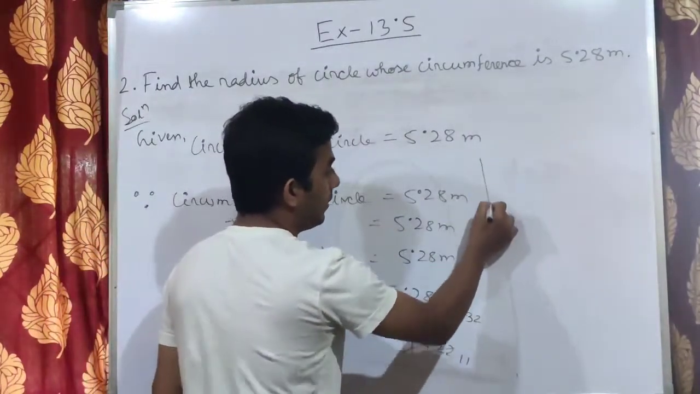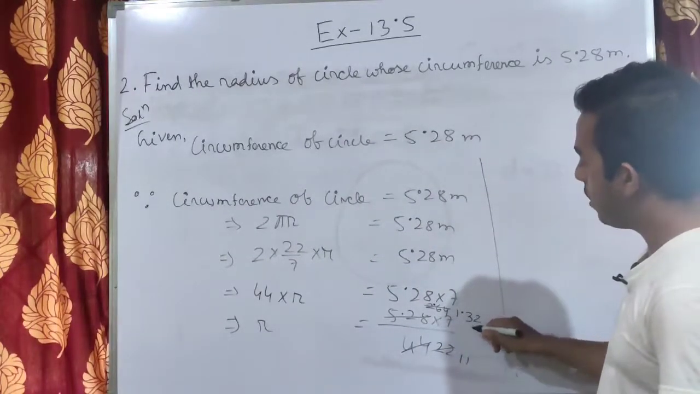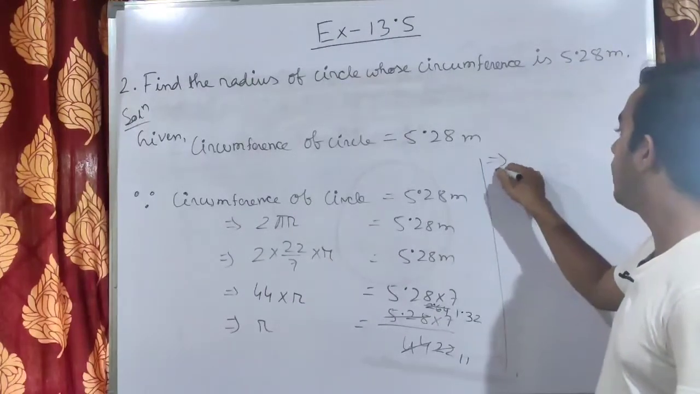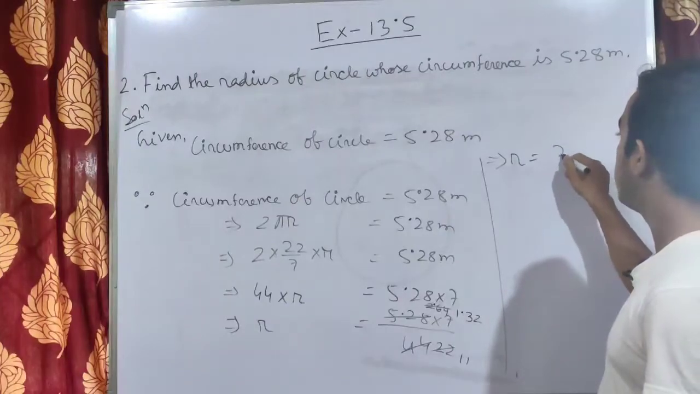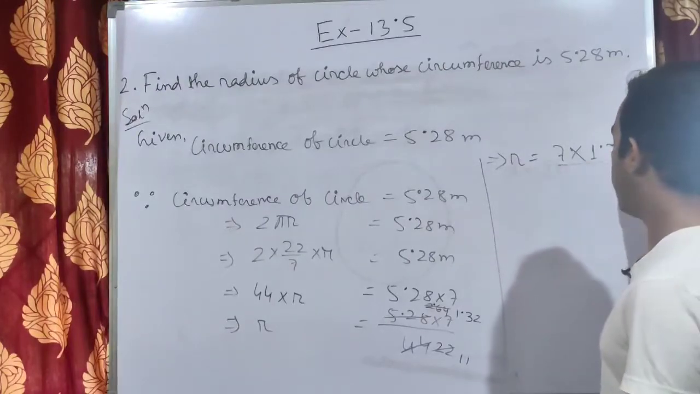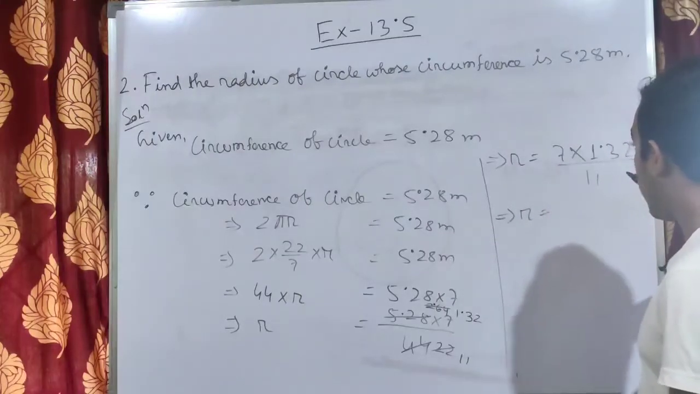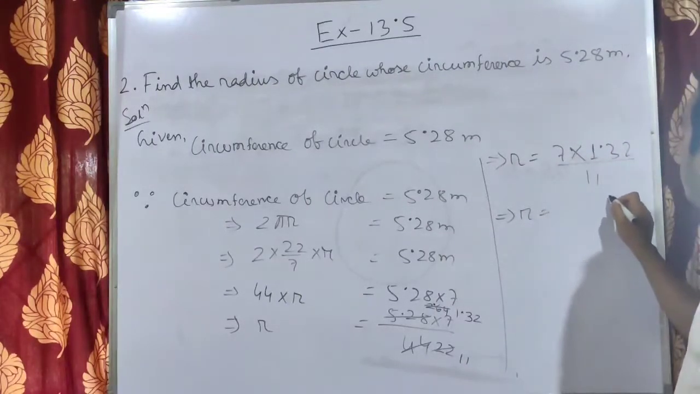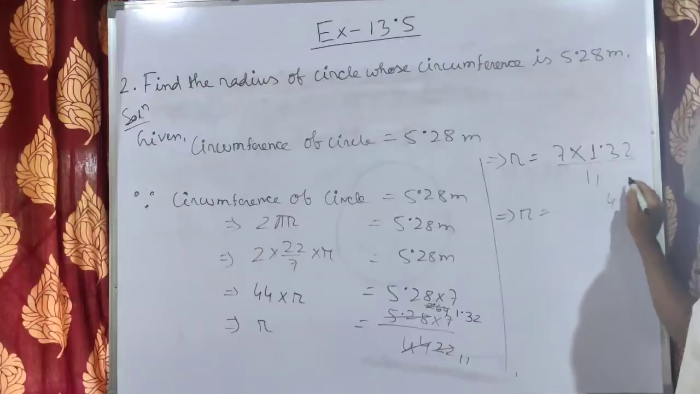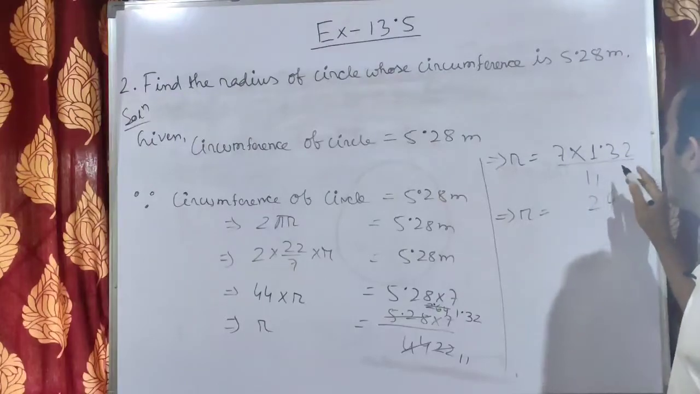Next, after that we have to multiply 1.32 into 7, then divide by 11. So r equals 7 into 1.32 divided by 11. So 1.32 into 7 is what? 7 into 2 is 14, 1 remainder, 7 into 3 is 21 plus 1 is 22, 2 remainder, 7 into 1 is 7, plus 2 is 9.